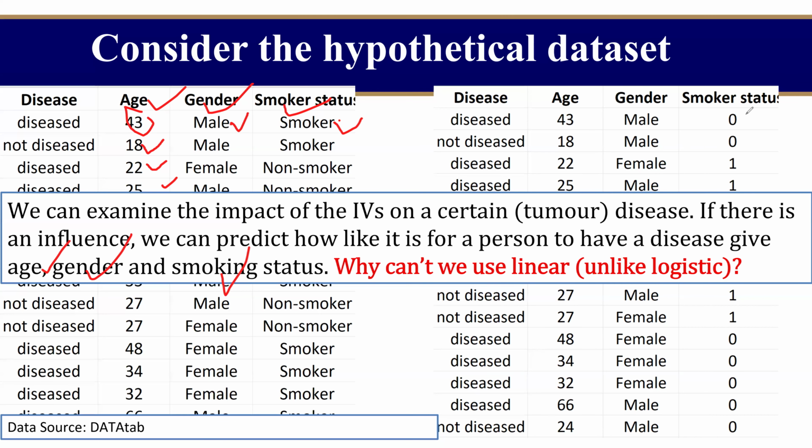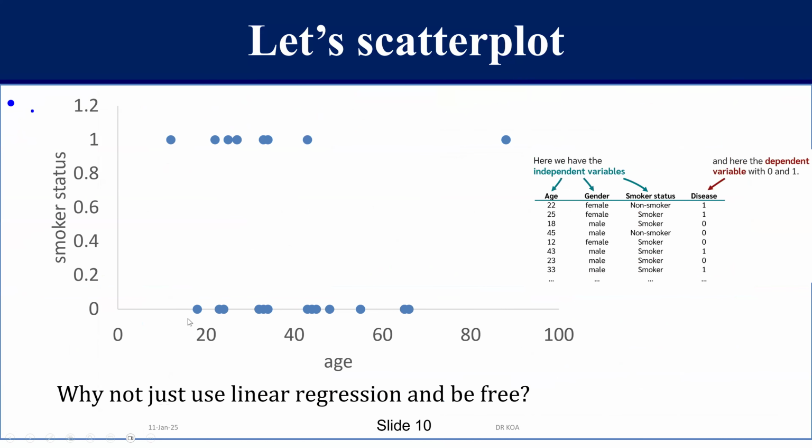Now look at the smoking status. You will also note that the smoking status is a dummy variable, 0 or 1. The same way the disease is also a dummy variable. I can say that diseased is 1, not diseased is 0. Now, why don't we use a linear regression model? Why can't we use that and be free? Well, you're going to see that very soon. That's the essence.